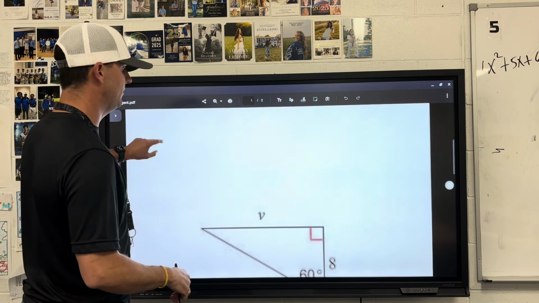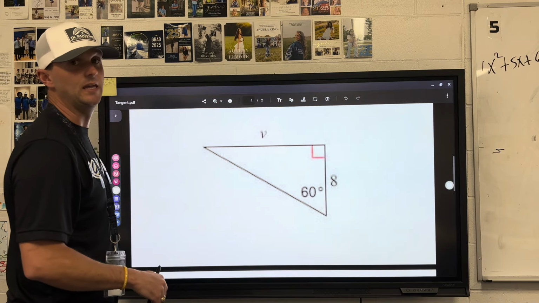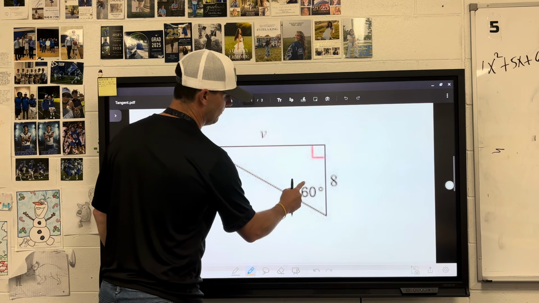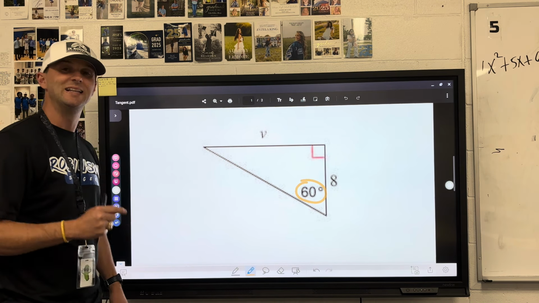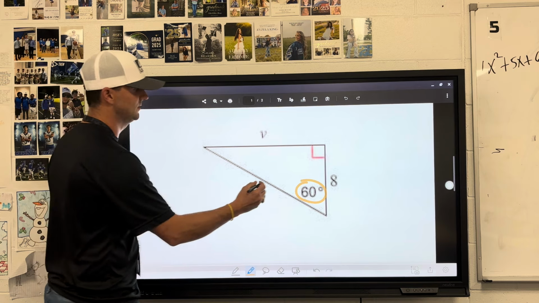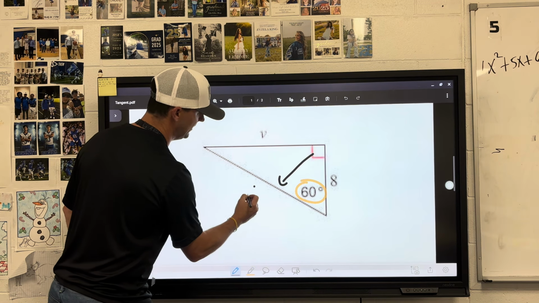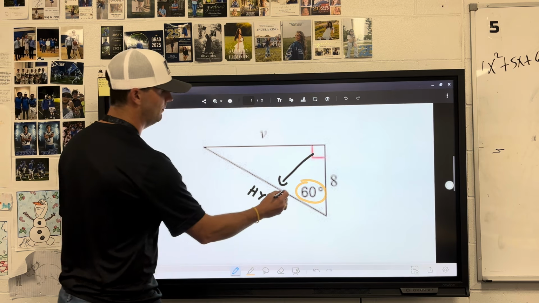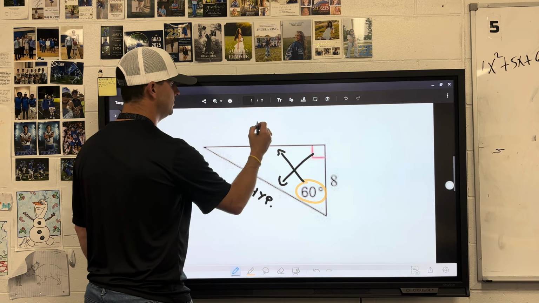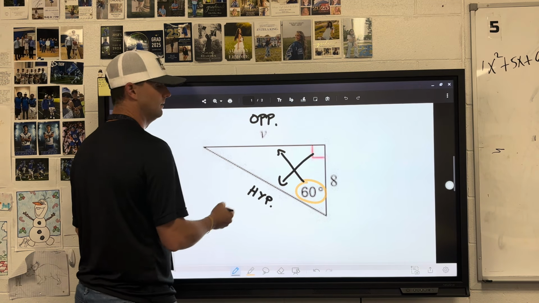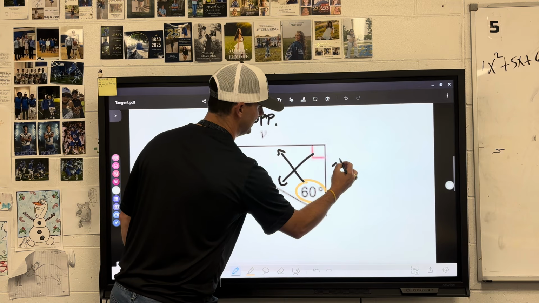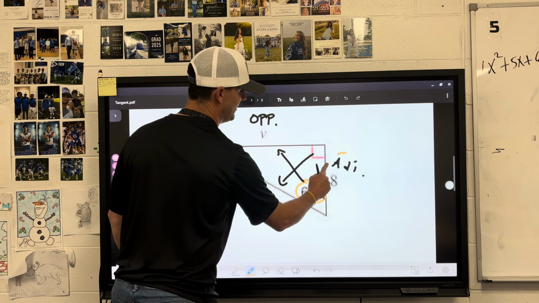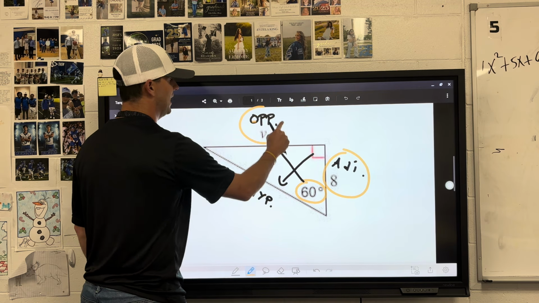So right now, looking at the example on the bottom, we need to find the value of V, okay? I have been given a 60-degree angle. So this is going to be my reference angle right here. So now I need to label the side lengths based off of that reference angle. So opposite of my 90-degree angle is always going to be the hypotenuse. You need to label that. Opposite of my reference angle is going to be the opposite side. And then obviously my third side length is going to be my adjacent side. So right now, if you look, I have my adjacent side and I need my opposite side.